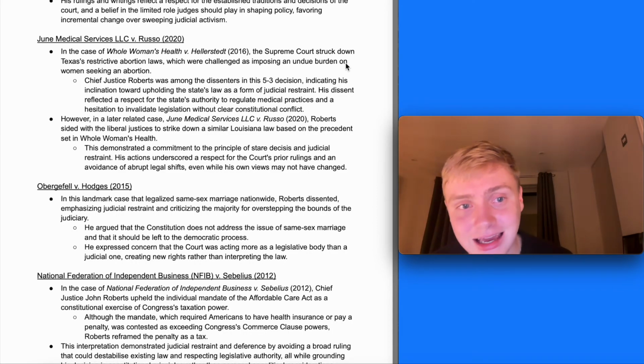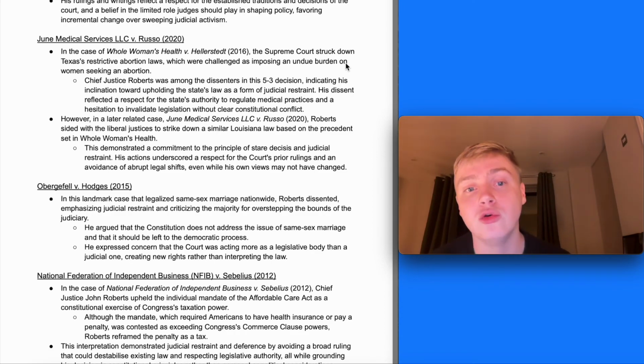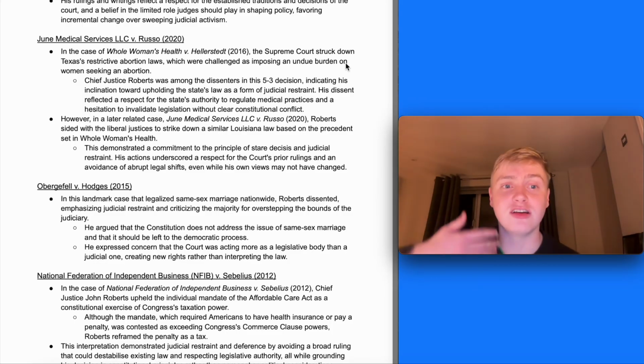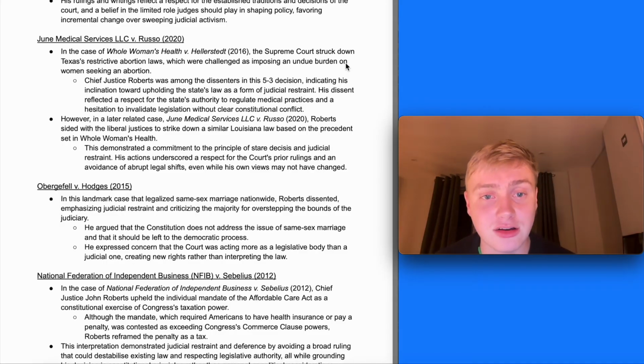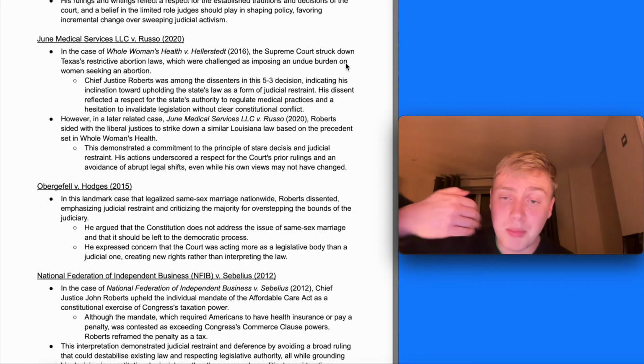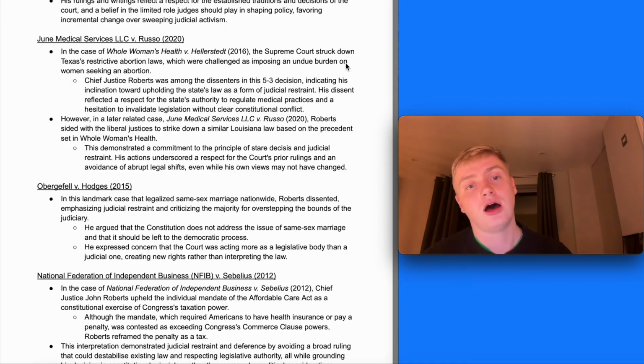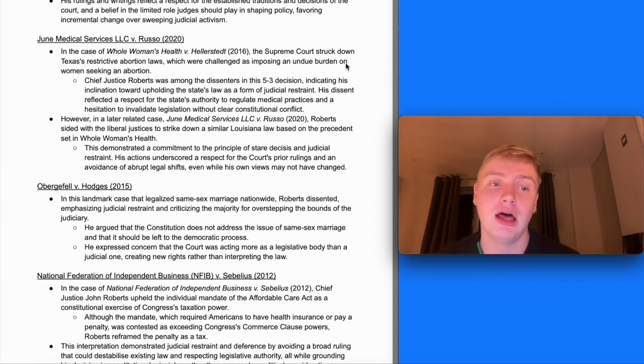However, in a later related case, June Medical Services versus Russo, Roberts sided with the liberal justices to strike down a similar Louisiana law based on the precedents set in Whole Woman's Health. This demonstrated a commitment to the principle of stare decisis and judicial restraint. His actions underscored a respect for the court's prior rulings and avoidance of abrupt legal shifts, even while his own views may not have changed. So even though he opposed the original ruling, he then upheld it in a future case, recognising that judicial precedent should be listened to, even if he disagreed with the original ruling.